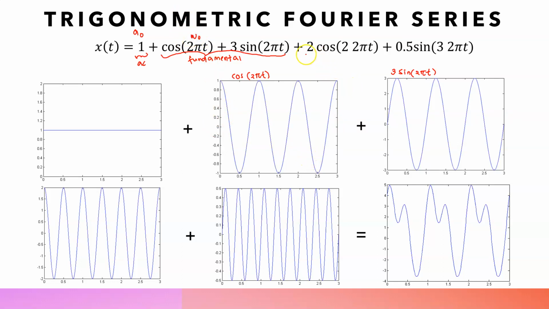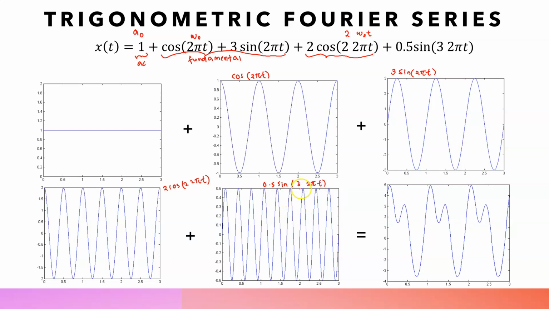Right? So this is the second harmonic, because the frequency is multiplied by 2, so you have 2 omega_0 t, which is this signal over here, 2 cos 2 pi t. So this is the second harmonic, and you can see that for this signal, the cycles within 3 seconds are 2 times the cycles of this signal. And this one is the 0.5 sine 3 2 pi t.